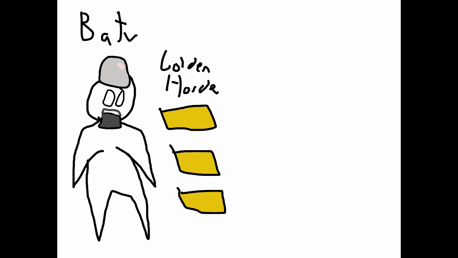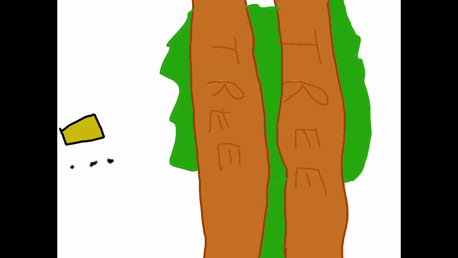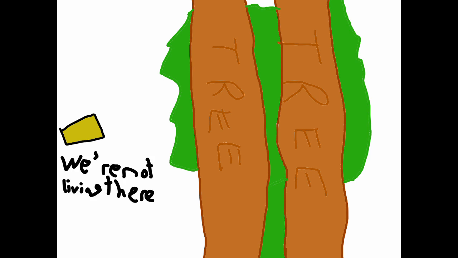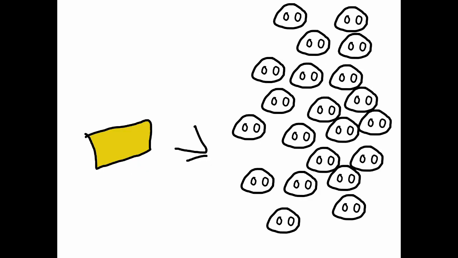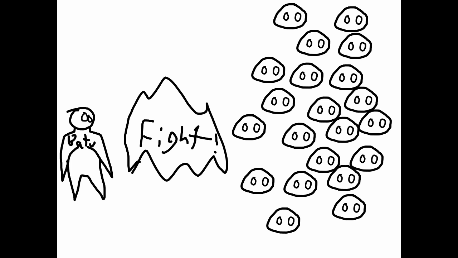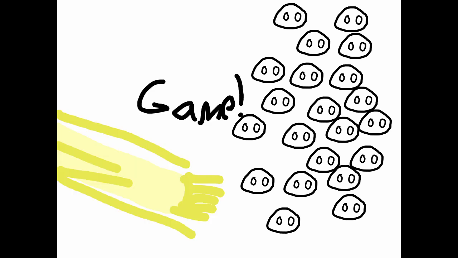Batu and the Golden Horde. Batu had founded the Golden Horde and took over Russia. They formed a tributary relationship with them because they didn't want to live in those woods. The leader of the Kievan Rus, Ivan the Great, took extra gold from the tributes to raise an army against the Mongols. They won.